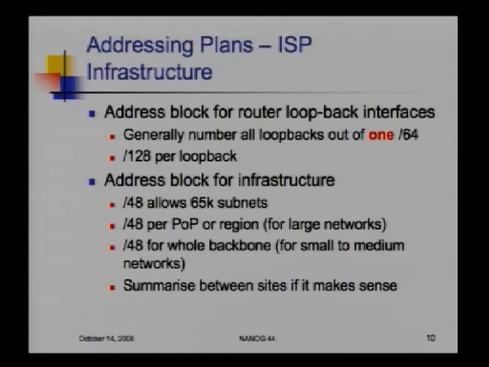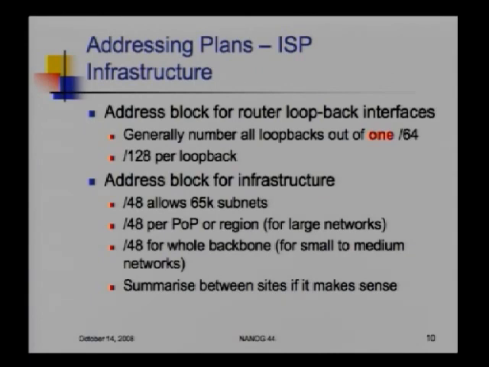Address block for all the router loopback interfaces. Pretty much these days in v4, you've got a /32 for each loopback. So for v6, a single /128 for each loopback, and you can number all the loopbacks in your network out of a single /64. And that allows up to 2 to the power 64 routers, which is probably enough for the time being.